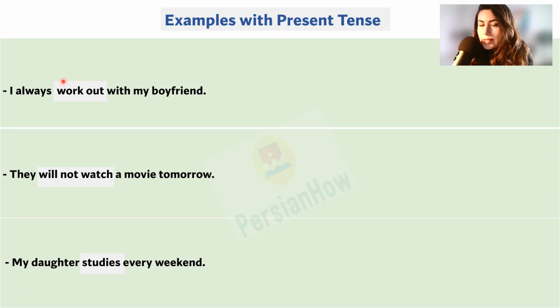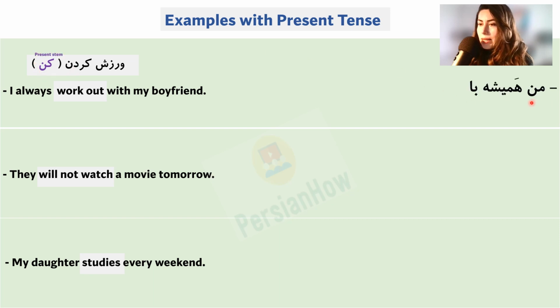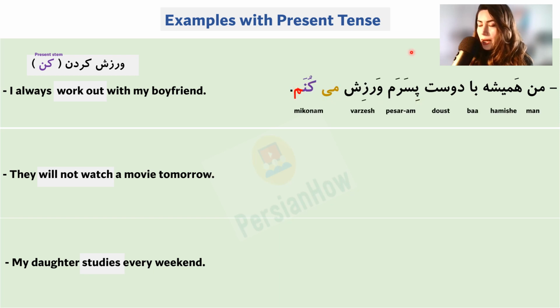Let's go over 3 examples. I always work out with my boyfriend. To work out is ورزش کردن. کن is the present stem. من همیشه با دوست پسرم ورزش می کنم. One more time. من همیشه با دوست پسرم ورزش می کنم.